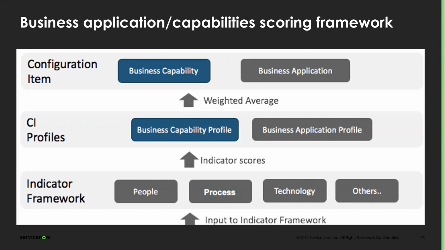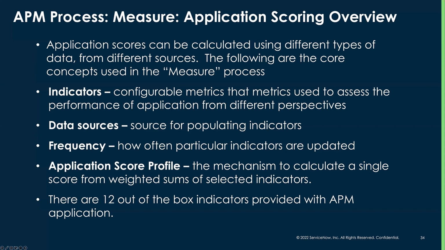Some of the key parts of this indicator framework, we have indicators, those are the metrics. Data sources, we'll look at what data sources are possible but we can cover just about anything as far as data sources. How often? Some things you only evaluate maybe once or twice a year. Some things you may evaluate every single month. Just depends upon what kind of indicator it is.